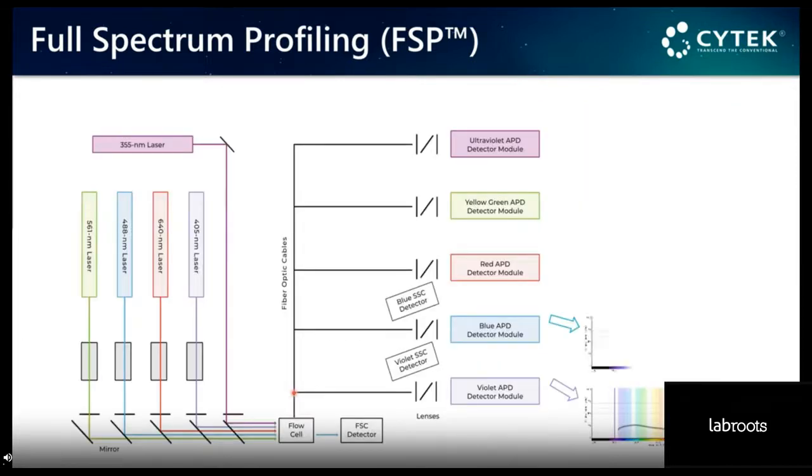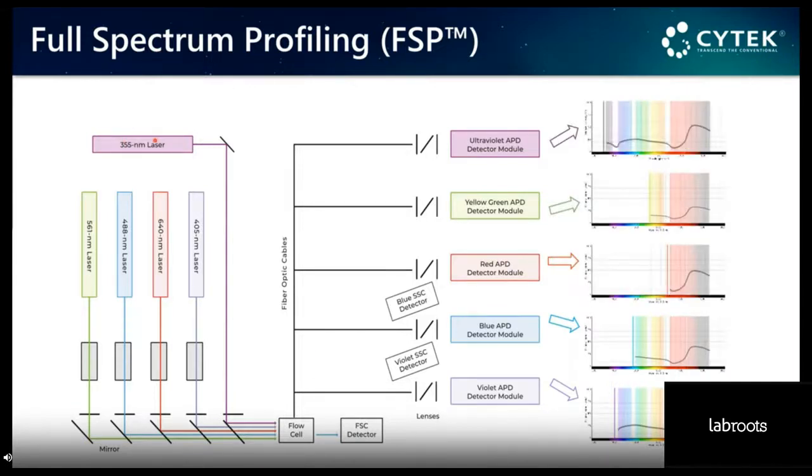How the system works. The system has multiple lasers. Here showing you a unit with 5 lasers: UV laser, violet, red, blue, and yellow-green. The lasers are spatially separated. They reach the flow cell, the interrogation point where cells are going to be receiving that light from the lasers and then emitting light. All the light that is emitted will be collected in multiple detectors.